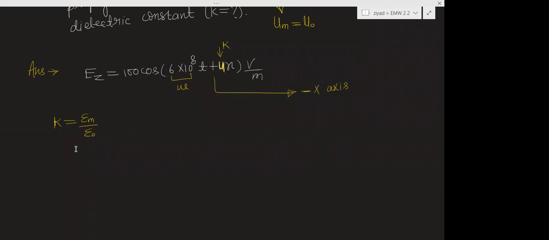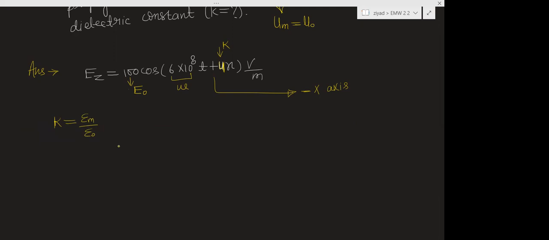Now how will we find this dielectric constant? What is this? 100. 100 is E naught. There is a relation between E naught and V naught. So basically the dielectric constant is what we want.